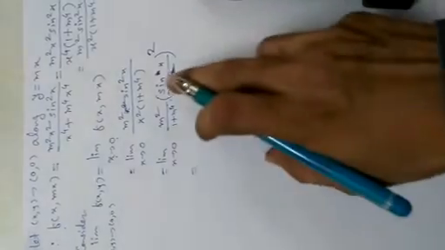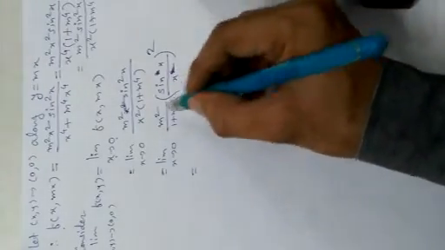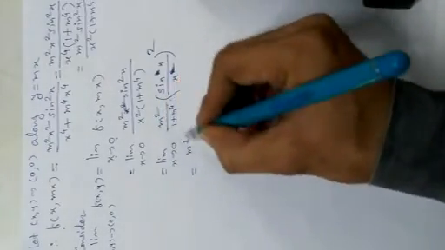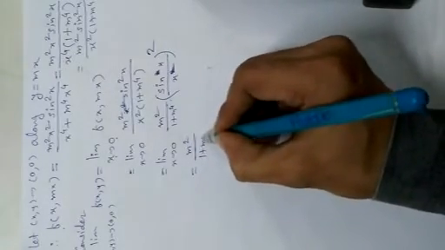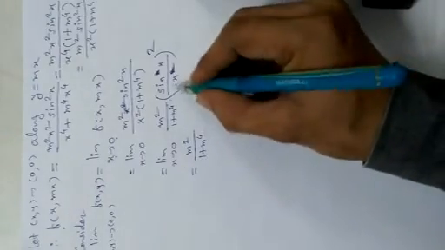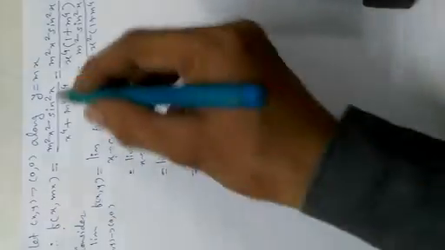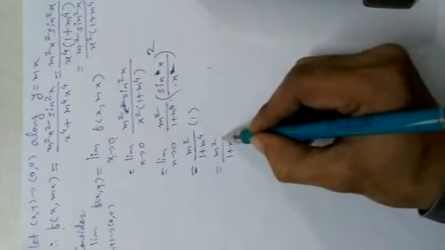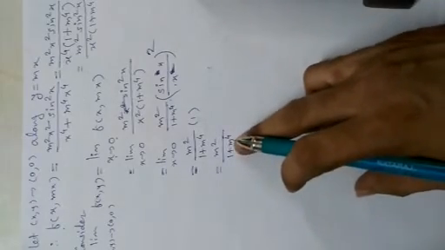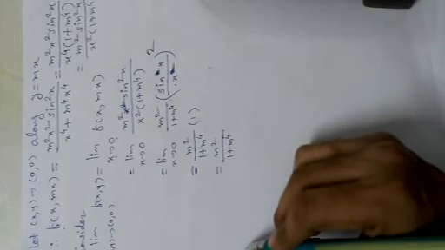Then using the formula limit of sin x upon x as x tends to 0 is equal to 1, this limit will become 1, and this term is independent of x, therefore that is a constant and it will remain as it is, m square upon 1 plus m raised to 4, and this limit will be 1. Now the limit of f of xy along y equal to mx is m square upon 1 plus m raised to 4. Now with different values of m we will get different values of limit, and therefore the limit does not exist.